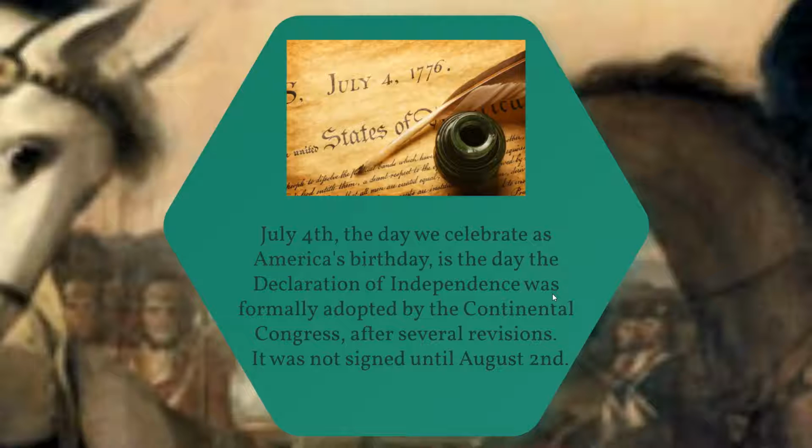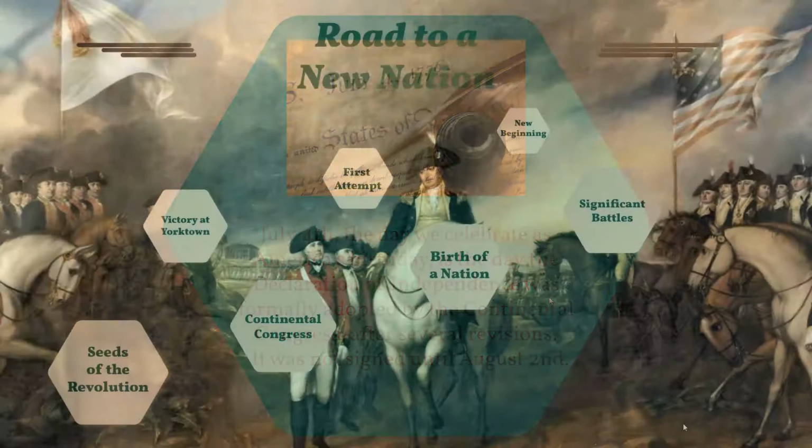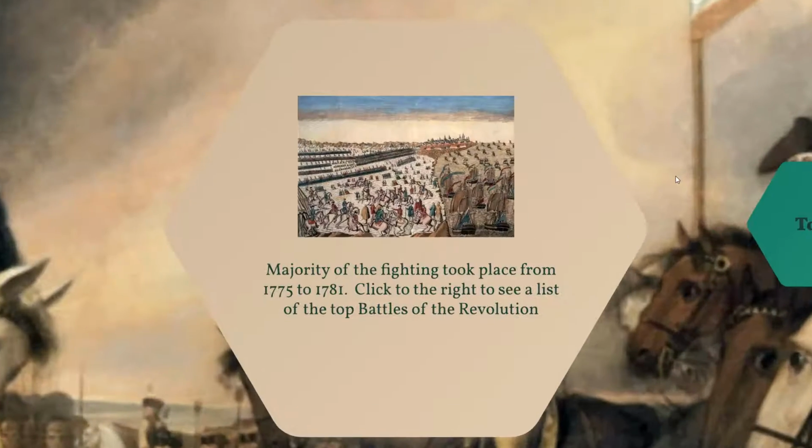It was not signed until August 2nd. A neat piece of information is that John Adams originally believed that July 2nd would be the day that people celebrated America's birthday, not July 4th. There were many significant battles during the Revolutionary War, and the majority of fighting took place between 1775 and 1781.